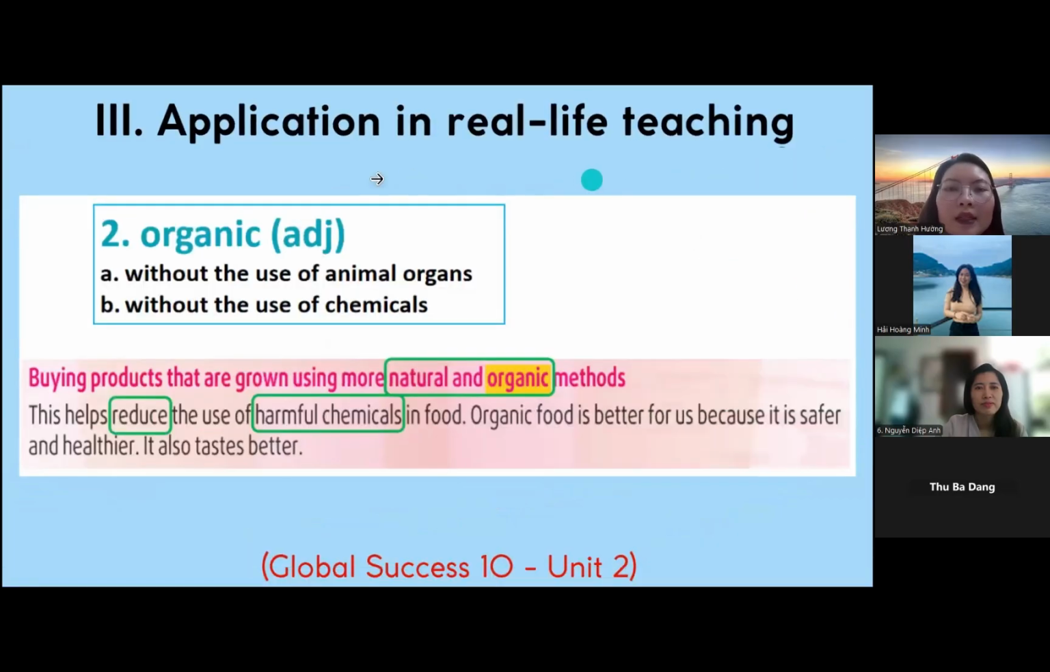In terms of the next new vocabulary, organic. When reading the word organic in the text, the students can see that in the surrounding words or the words below, they can see the phrase, reduce the use of harmful chemicals in food. So probably the students can guess that organic is something related to chemicals, right? And so they can choose the option B, without the use of chemicals.